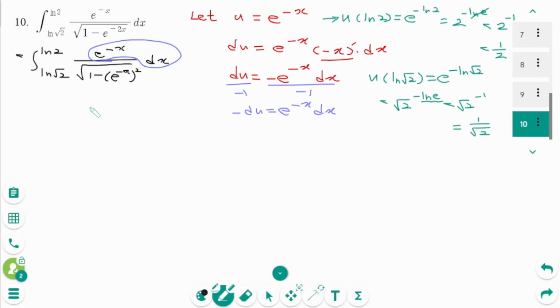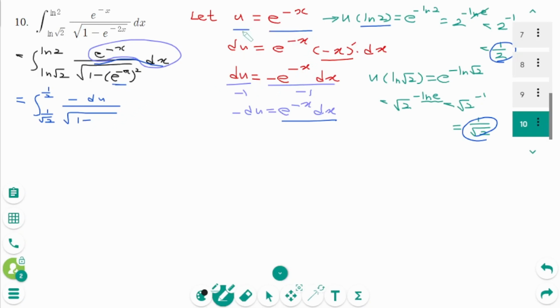Now change all x into u. The integral of the upper limit is 1 over 2 now. The lower limit is 1 over square root of 2. Then e to the power of minus x dx is minus du, over square root of 1 minus u squared.